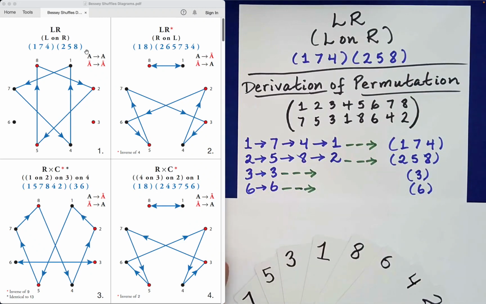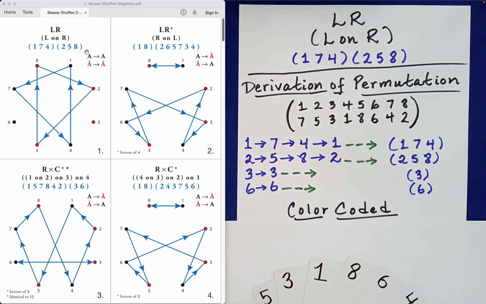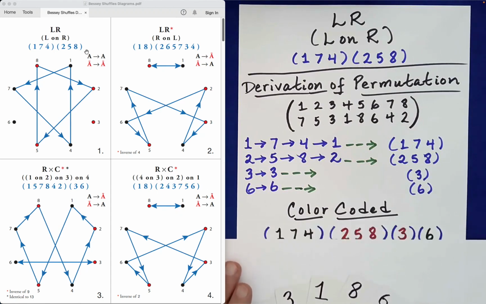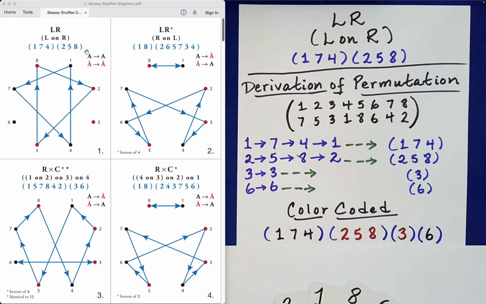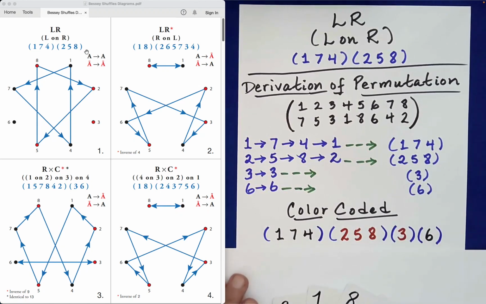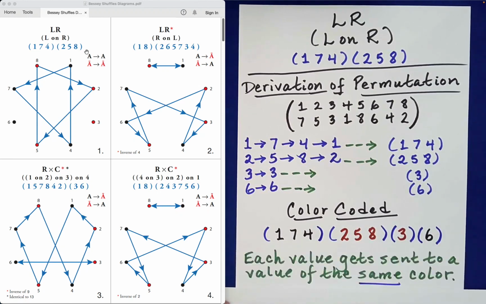which it is. Now if we color code these, which gets us closer to reading the diagrams on the left, the cycle notation for this permutation would look like this. Remember, 1, 4, 6, 7, we color-coded them black. 2, 3, 5, 8 are color-coded red. And I've included the single cycles just so that we can see the following. Each value gets sent to a value of the same color.